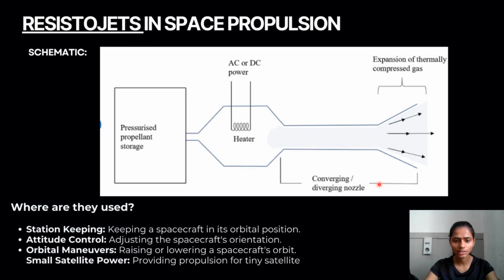The resistor thruster works by converting the electrical energy into thermal energy to heat the propellant. The hot gas is then expelled through the nozzle, creating the thrust that propels the spacecraft.